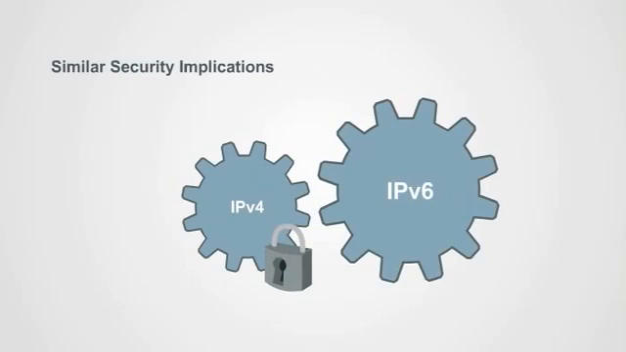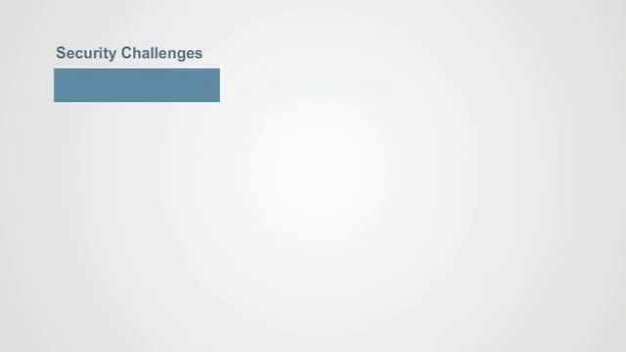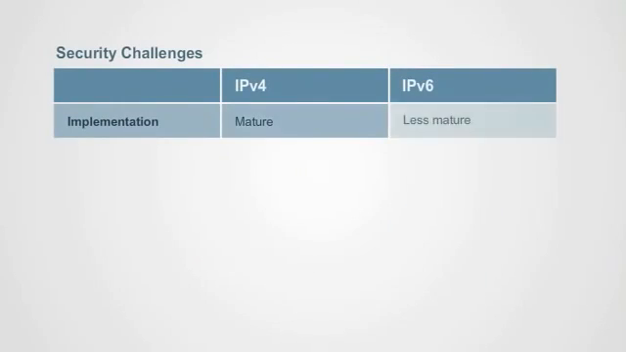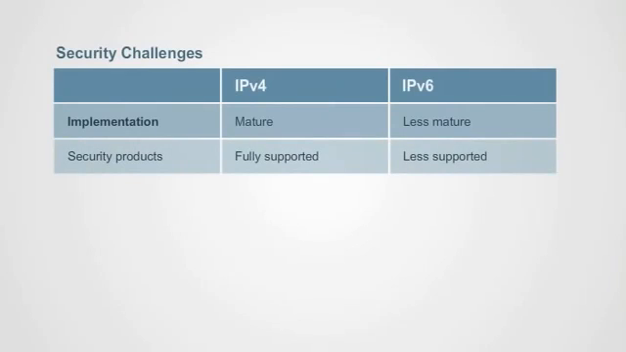The security implications of the basic IPv6 protocol are, in general, very similar to those of IPv4. However, a number of factors make the IPv6 protocol suite challenging from a security standpoint. IPv6 implementations are much less mature than their IPv4 counterparts. Security products such as firewalls and network intrusion detection systems have less support for the IPv6 protocols than for their IPv4 counterparts.